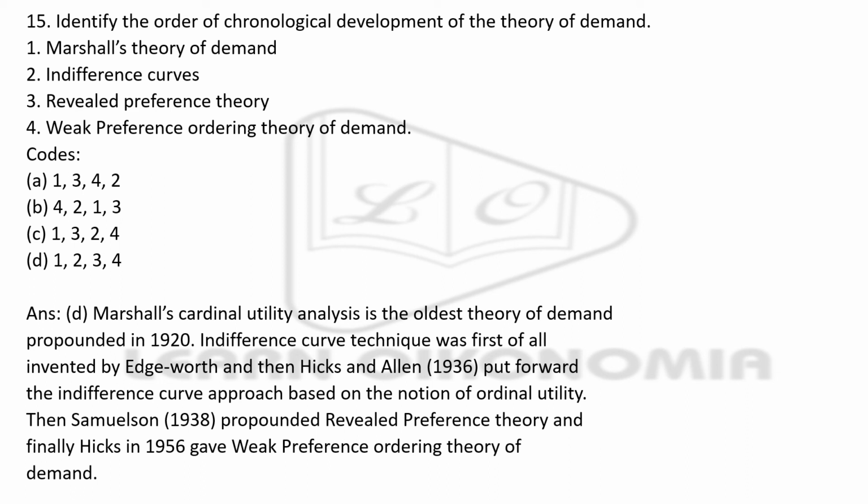Marshall, as we all know, put forward the cardinal utility analysis, which is considered to be the oldest theory of demand, and it was in 1920 that he propounded this theory. Then came the indifference analysis, which was put forward by Edgeworth, and after that Hicks and Allen used this approach. Then they went for the ordinal utility analysis. After that, Samuelson in 1938 propounded the weak preference analysis. Finally, it was Hicks in 1956 who put forward the weak preference ordering in the theory of demand.